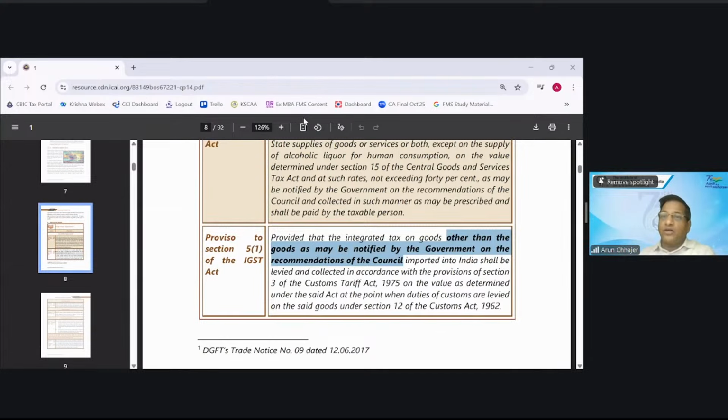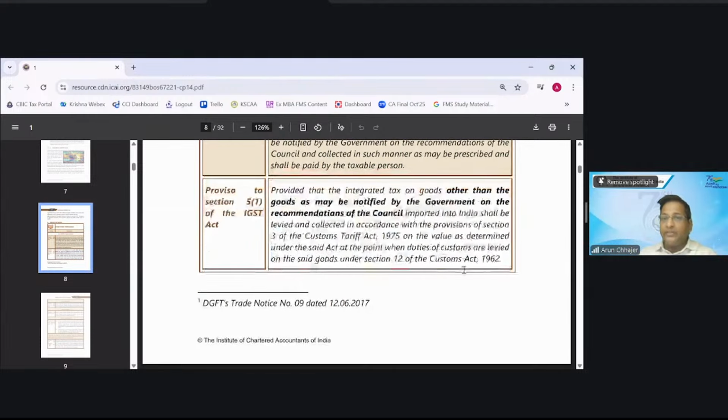Will it be levied through custom? Answer is no, because they have excluded that. So where will it be included? Let's move further, then we will understand. Imported into India shall be levied and collected in accordance with the provision of Section 3 on the value as determined under the said Act at the point when the duties of the customs are levied on the said goods under Section 12.